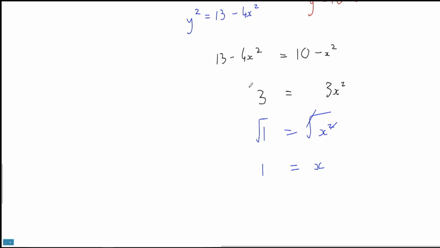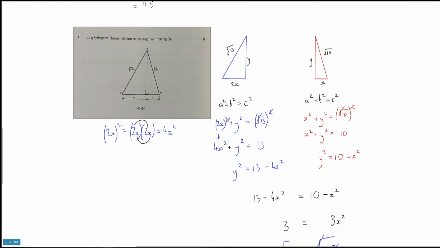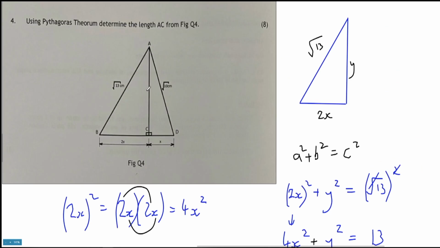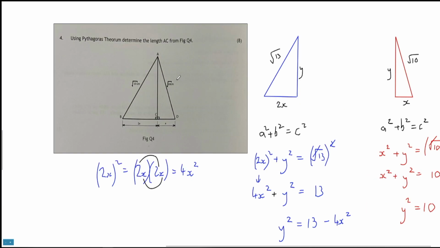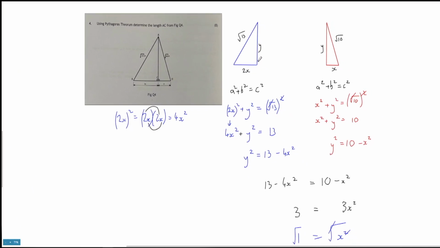Okay, so let's go up and plug it back in and see what we can do. So we've got our diagram up here. We're trying to find y. It says determine, using the theorem, the length of AC, which is this height in the middle. AC is the height of the mast in the center, or the height of the triangle. So we can just plug it into one of these. Now we've got x is equal to 1, we just need to find out what y is.